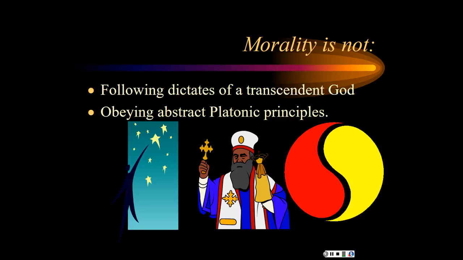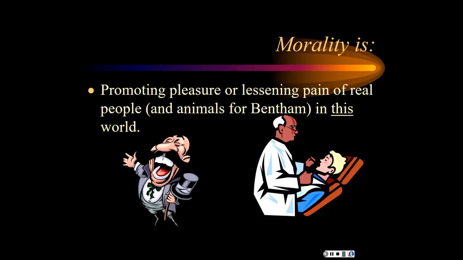Morality then for the utilitarians isn't following the commands or dictates of an otherworldly transcendent God. It's not obeying abstract moral principles like the ones that Plato thought were built into the fabric of the universe, the forms, especially the form of good. But they said morality is a simple matter of promoting pleasure or lessening pain, promoting happiness or lessening unhappiness in society as a whole, or for everyone affected by your actions. So it's promoting pleasure or lessening pain of real people, and for animals, and for Bentham also animals in this world.